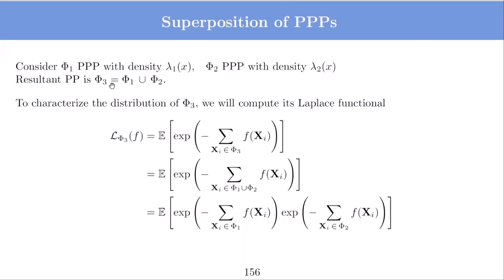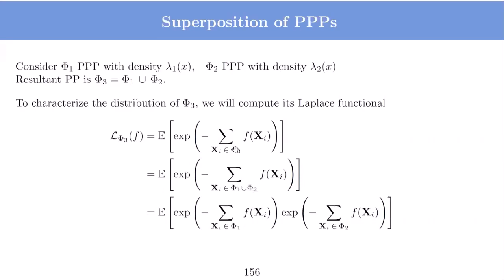Okay, so phi 3 is phi 1 union phi 2, and to characterize the distribution of phi 3, I'll compute the Laplace functional. Recall that if I compute the Laplace functional and I can recognize its form, then I can uniquely say what its distribution is. The Laplace functional of phi 3 is given as the expectation of exponential of minus the summation of f(x) over all points of phi 3. Here I'm also assuming that phi 1 and phi 2 are independent.